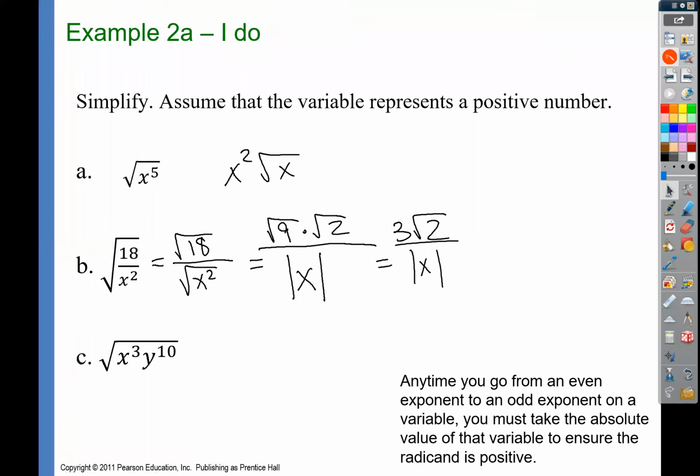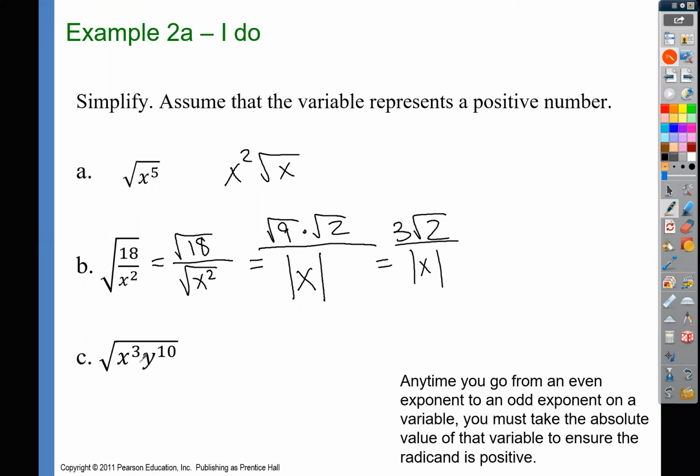Okay, so again, anytime you go from an even exponent to an odd exponent on a variable, you must take the absolute value of that variable to ensure the radicand is positive. You need to write that down. It's not from odd to even, it's just from even to odd.